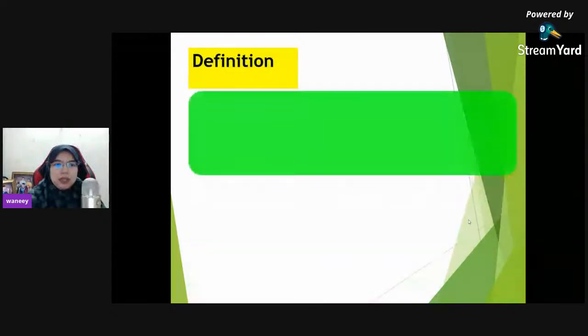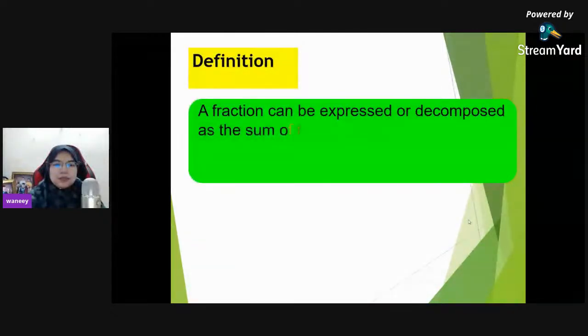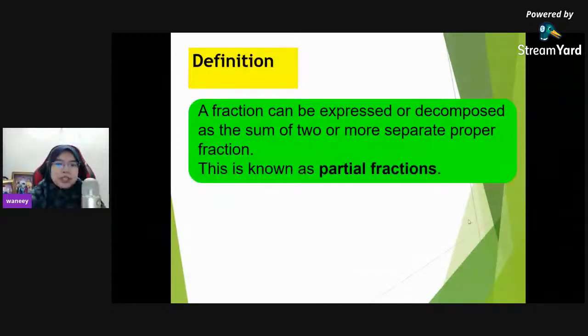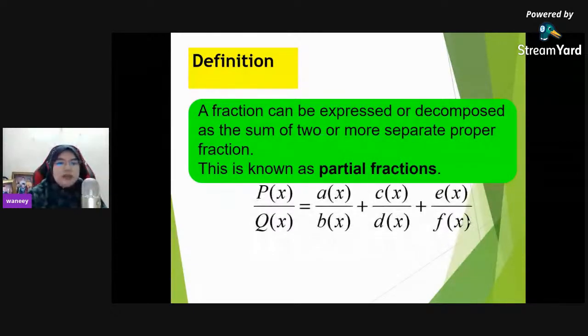Okay, so a little bit of definition. Okay, so a fraction can be expressed or decomposed as the sum of two or more separate proper fractions. So this is known as partial fractions. So for example, if let's say we have P(x) over Q(x), so we actually want to separate them into a few fractions. So a over b, c over d, e over f.